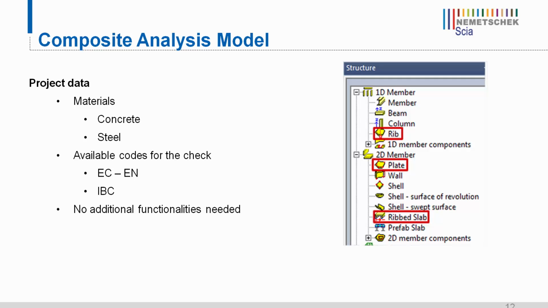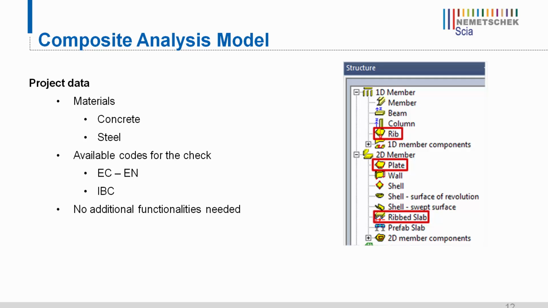Now, if you want to use this composite analysis model in Scia Engineer, the only thing you need to do is to use both of the materials, concrete and steel. There are no additional functionalities needed. The two available codes for the check are the EN, the Eurocode, and the American code, the IBC.